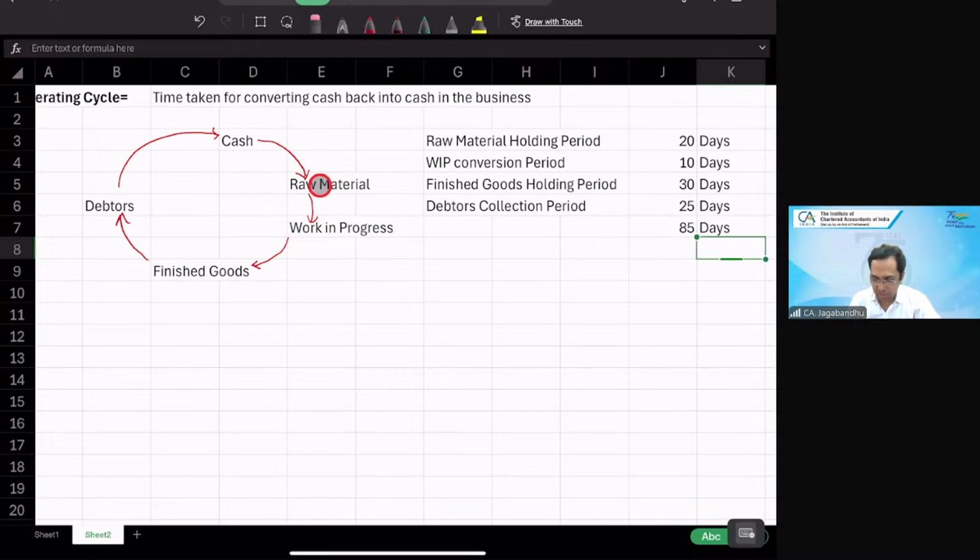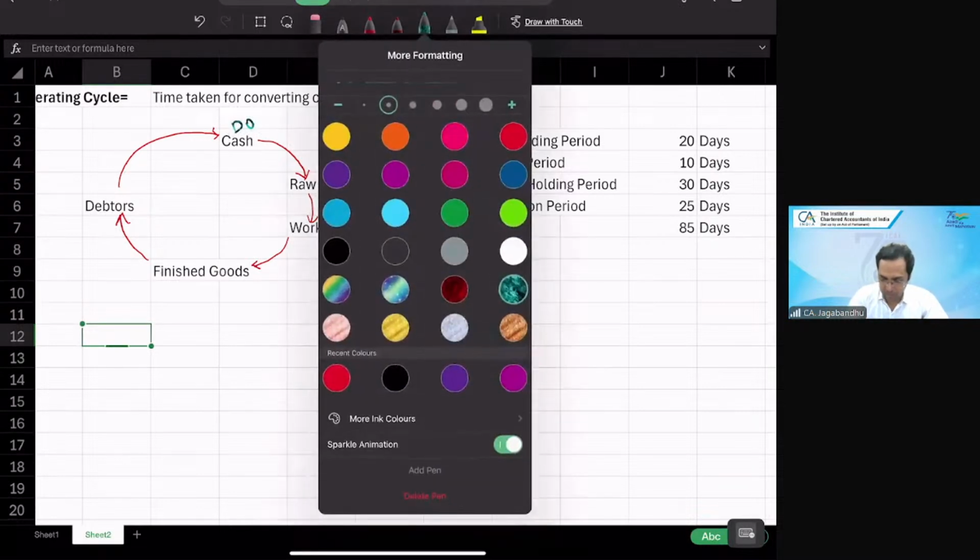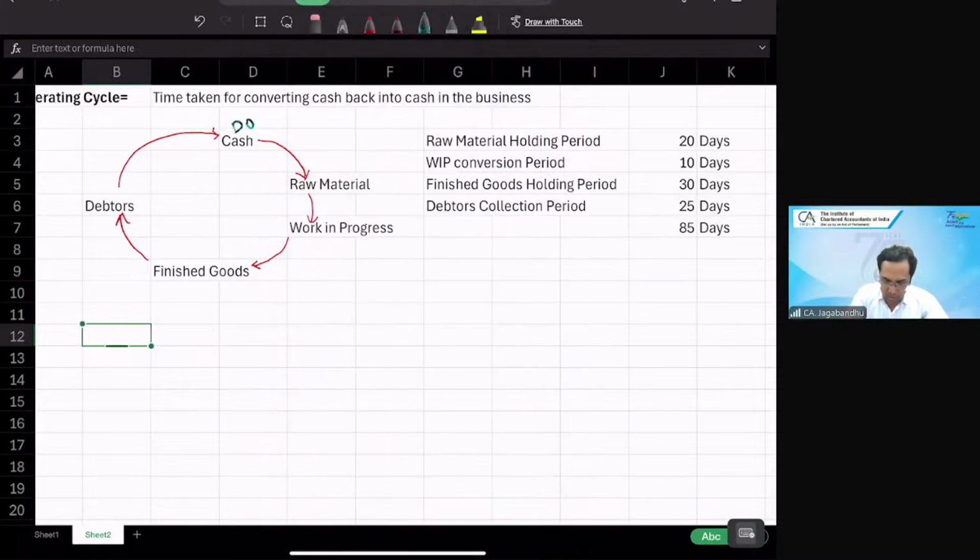So you started with day 0. You reached the raw material stage on day 20, right? Over here, this is day 0. Then raw material was kept till the 20th day. WIP was there till the 30th day, right? And then finished goods were kept for another 30 days. So this was till day 60. And it was with the debtors till day 85. Right?